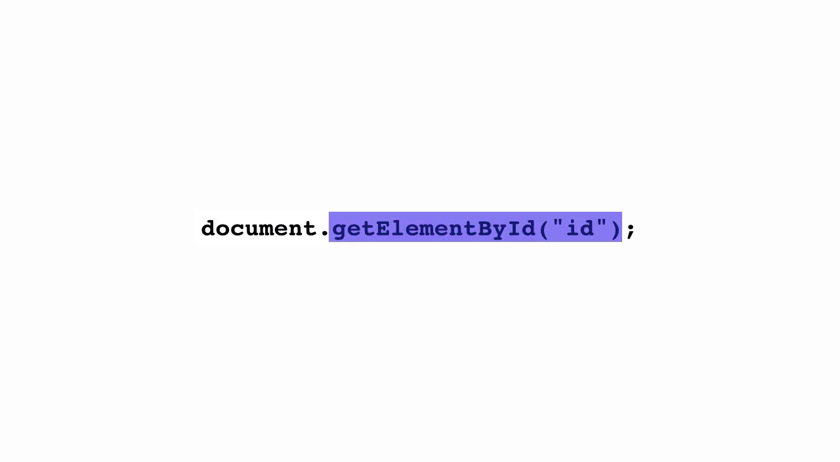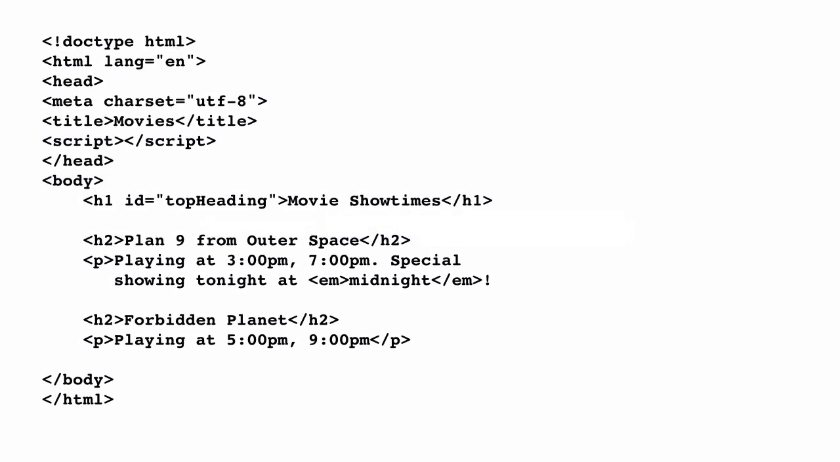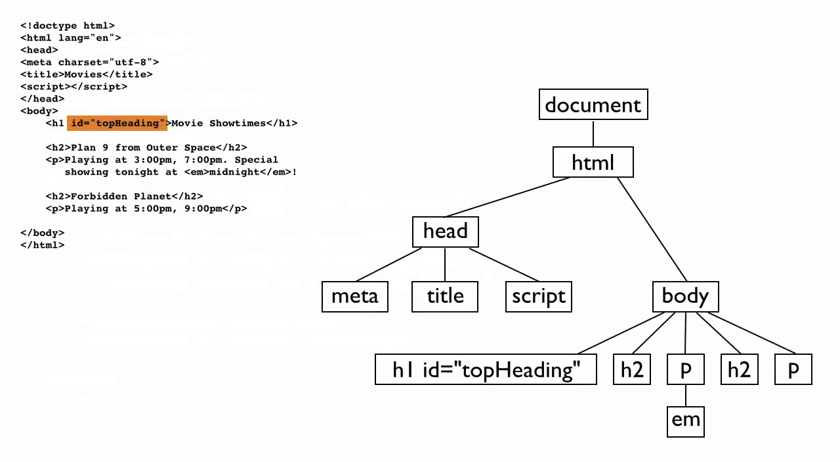getElementById is a method of the document object, and you can use it to get any element by its ID. In this example, I've added an ID to the h1 element in my HTML, and I've given this ID the name "top heading." Now that I've added that ID to the HTML, when I load the page in the browser, that ID will also be stored in the DOM.